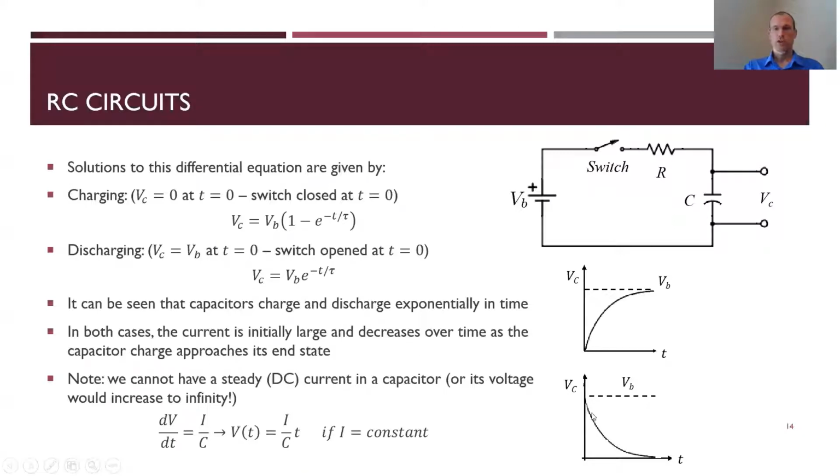You're going to have really large current at the beginning, and then that current goes to 0 as time goes on. And you can't have a steady DC current, because as you add current, you're adding charge. Keep doing that, eventually the capacitor is going to essentially blow up. So you can't have a DC current through a capacitor. Bad things will happen.